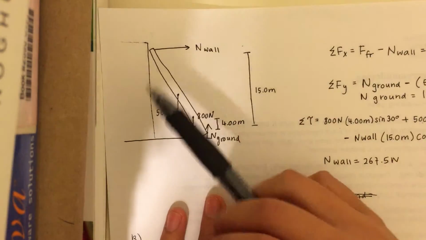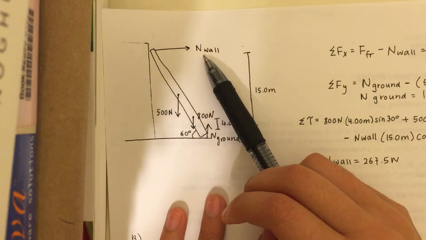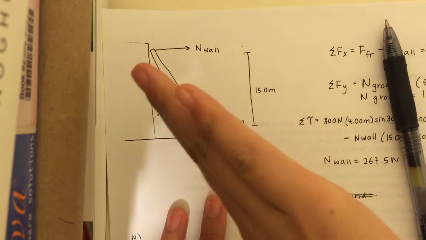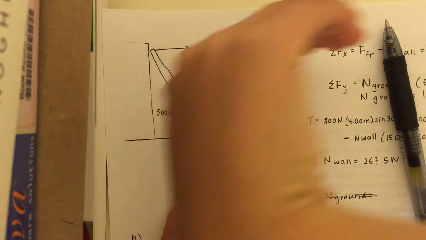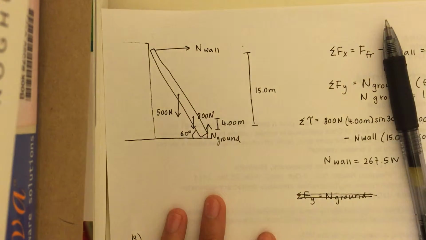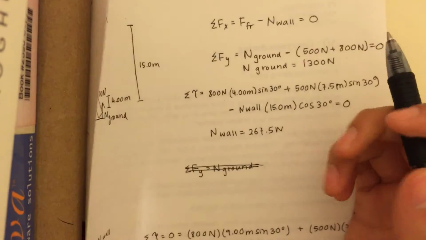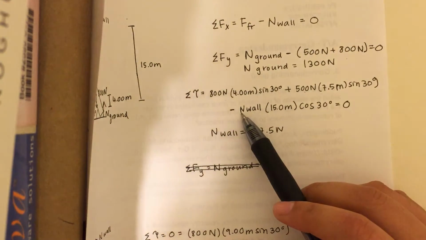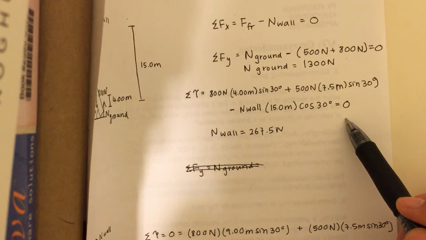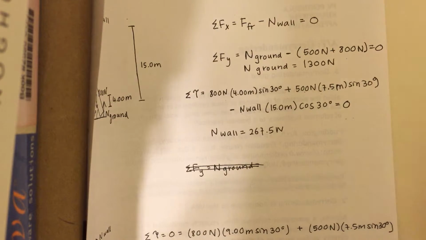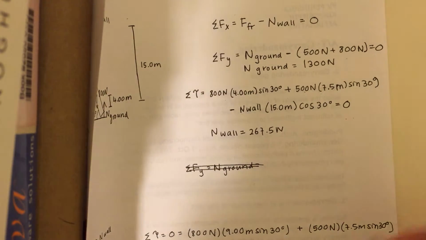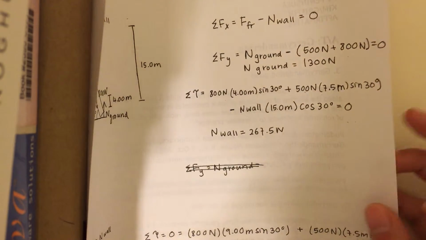But if you look at the force given off by the wall, although the radius is going this way, we see that the force is moving out. So torque is moving into the paper, which means it's negative. This is indicated by the negative sign. The force of the wall times the radius, 15 meters cosine 30, and set that equal to 0. Once you solve that out, you should get 267.5 Newtons. And that's it for part A.